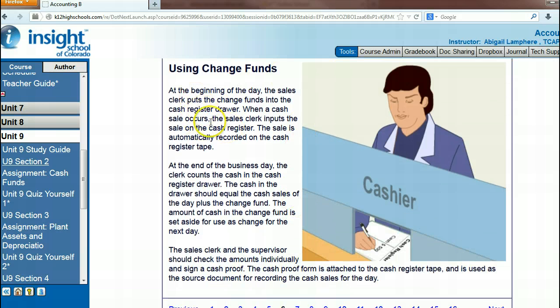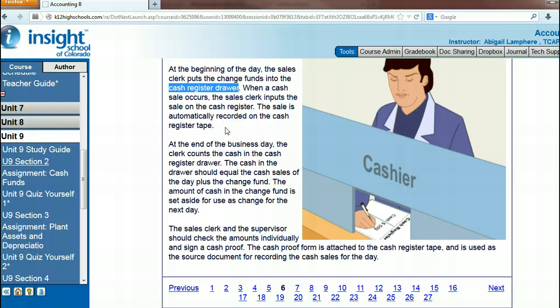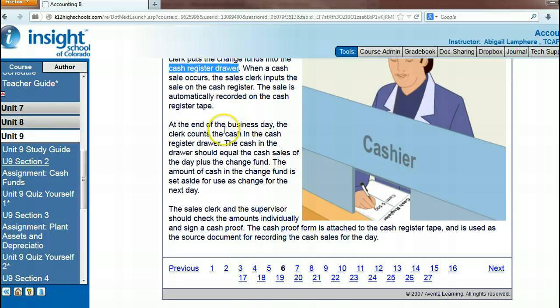When we're using our change fund, at the beginning of the day, the sales clerk puts the change fund into the cash register drawer. So we take that $200 and put it in our cash register. When a cash sale occurs, the sales clerk inputs the cash on the cash register. The sale is automatically recorded on the cash register tape. So the tape keeps track of all of our cash sales that day.